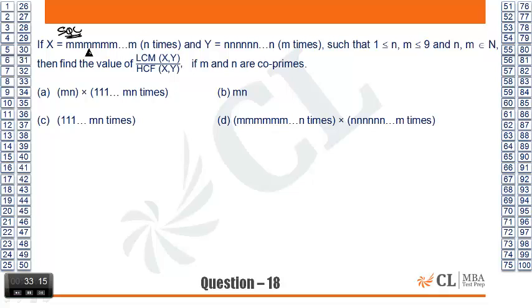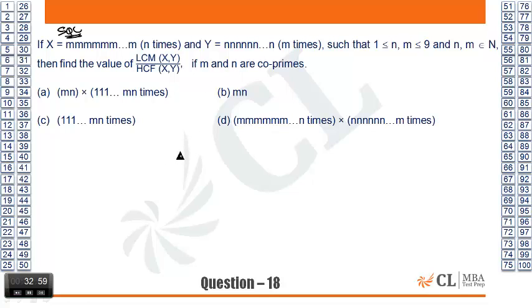X equal to n times and y equal to n m times, so that n is less than or equal to 1, m is less than or equal to 9. M, n are elements of natural numbers. Find the value of the LCM of these two, where m and n are co-primes.